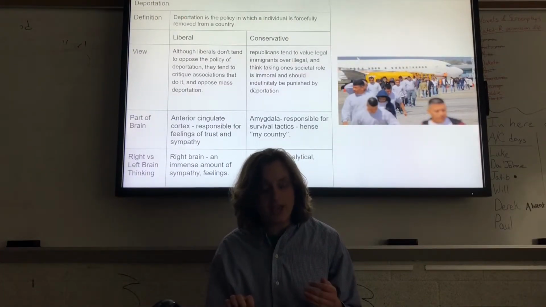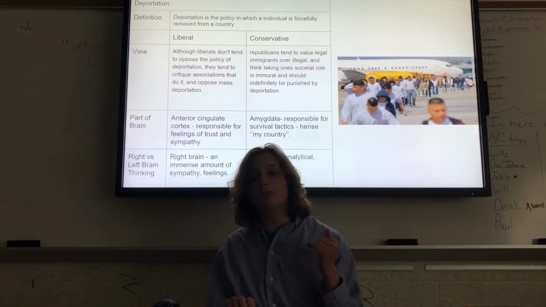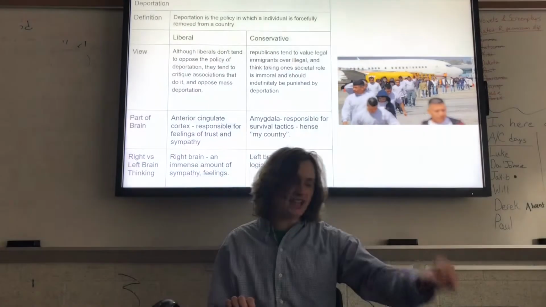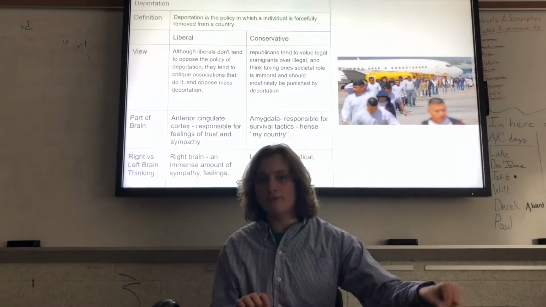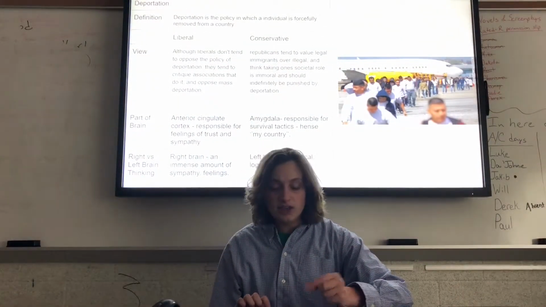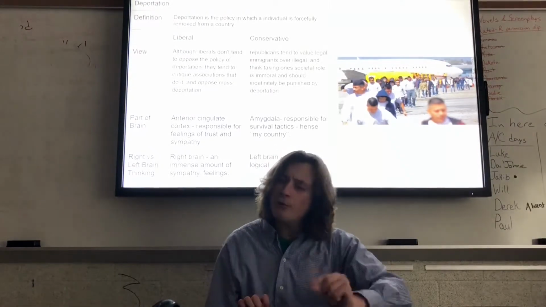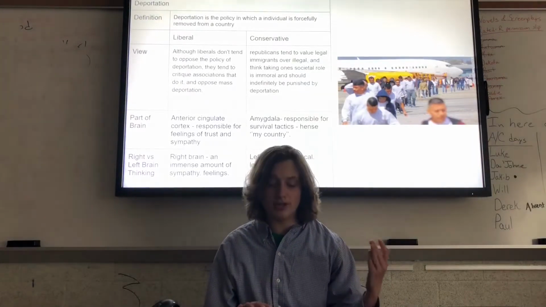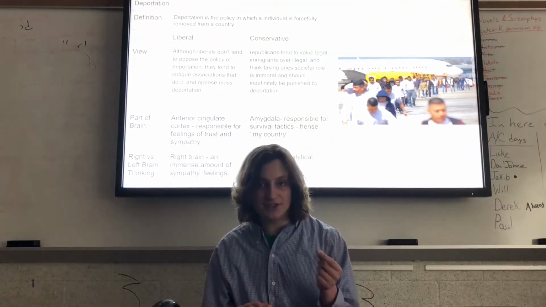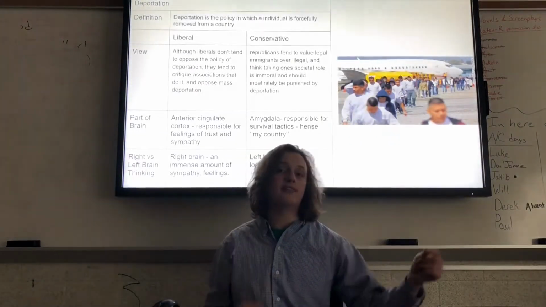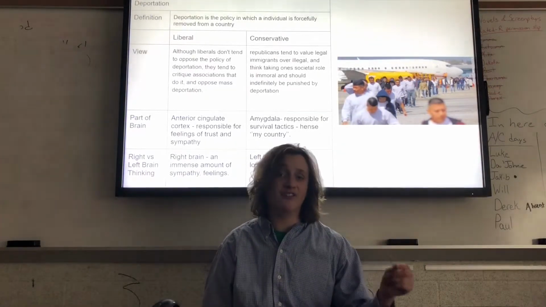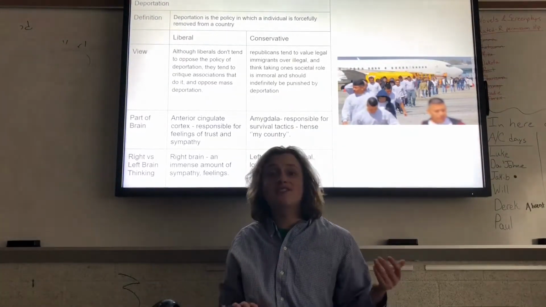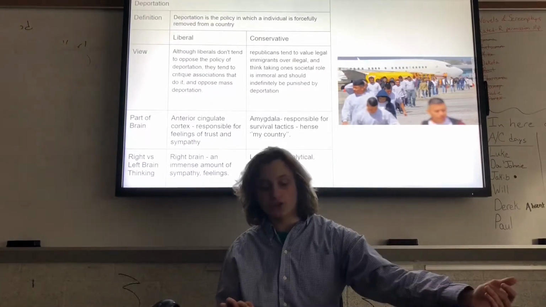Deportation can basically be defined as somebody being forcefully removed from a country. This typically is done in America because they illegally enter the country, therefore they will be forcefully removed if convicted. Liberals don't usually oppose this policy, but they do critique associations that do it, otherwise known as ICE, and they also oppose mass deportation. So they wouldn't want to see 10,000 illegal immigrants all deported on the same day because they may find that unfair. While the conservatives just really want these illegal immigrants out of the country.